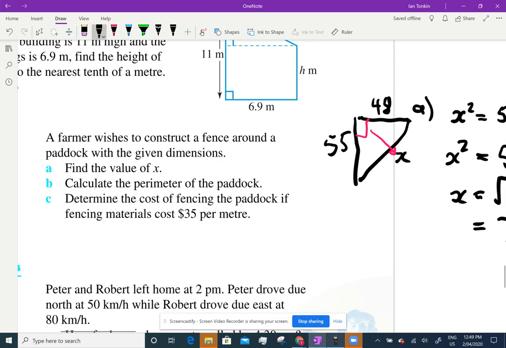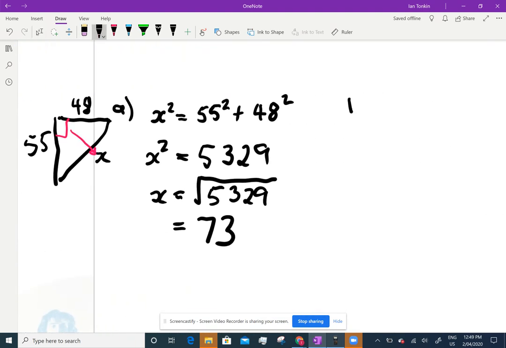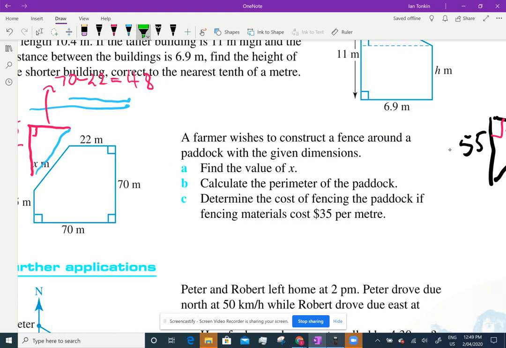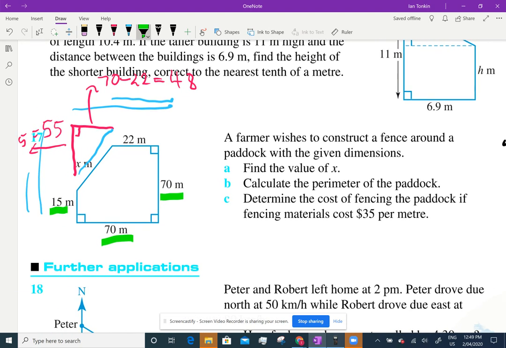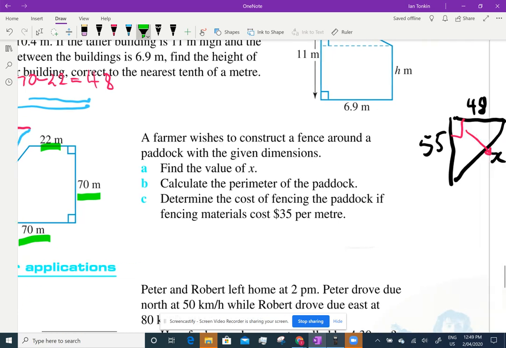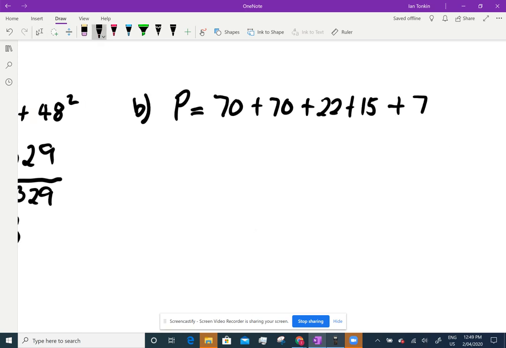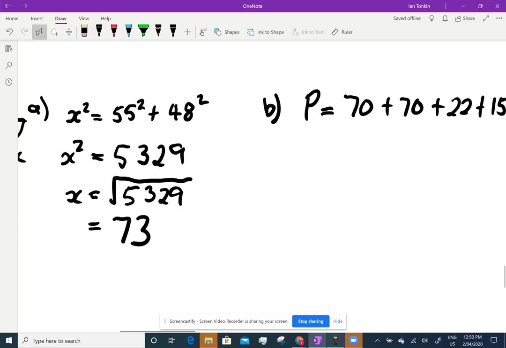But B, calculate the perimeter. Oh, well, what was the perimeter? B. Well, I just have to add up all the bits. So the perimeter equals, let's have a look at the diagram, 70, 70, 15, 22, and the number I got for X. So the perimeter is 70 plus 70 plus 22 plus 15 plus 73. I'm a bit concerned about that. I don't think it can be 73. What am I doing? Yeah, it is 73.